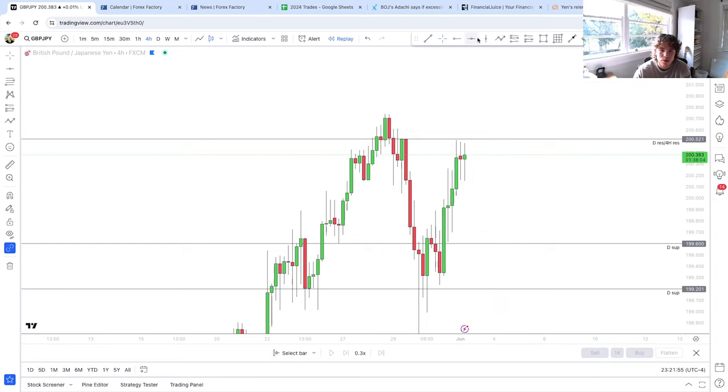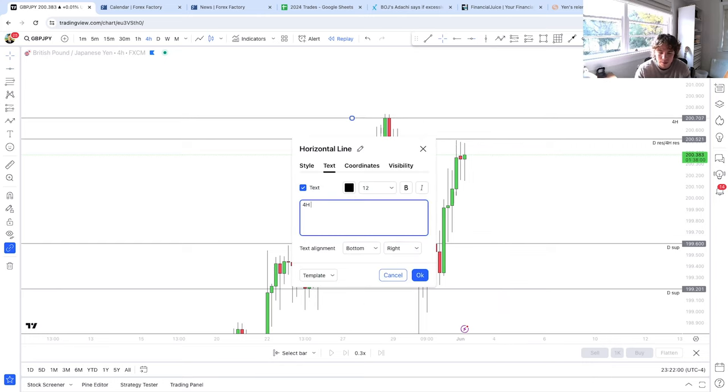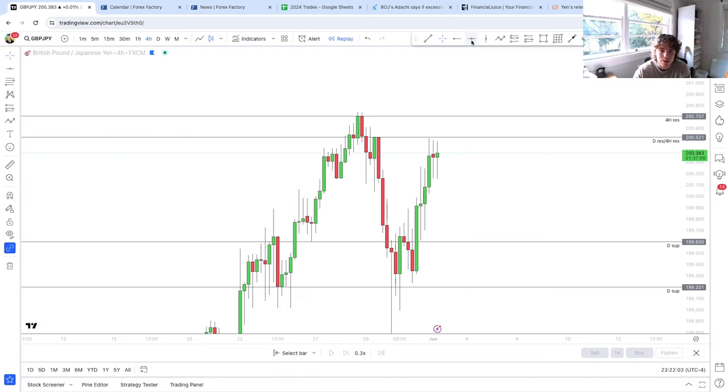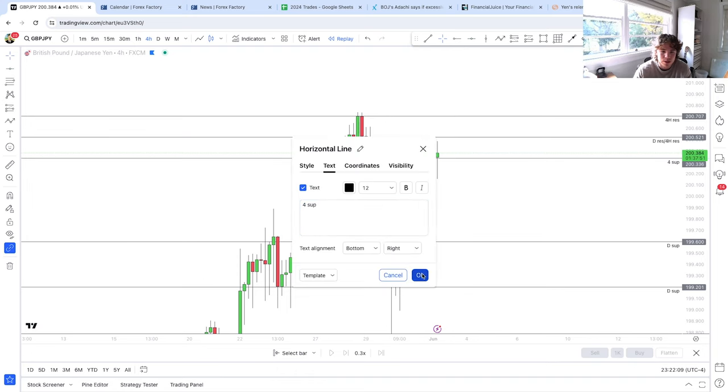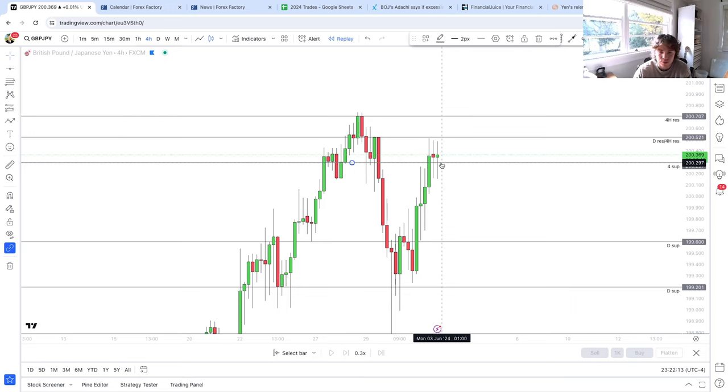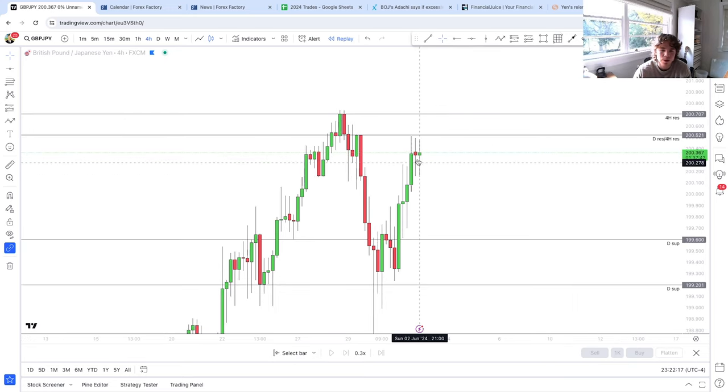Okay, then we can look to the left and we can see we have another 4 hour resistance up here. We created some nice 4 hour support down here. Actually, we haven't created 4 hour support. That's my bad, because this candle hasn't closed yet. Only until we get the close can we call this a support, because we still have an hour and a half left.